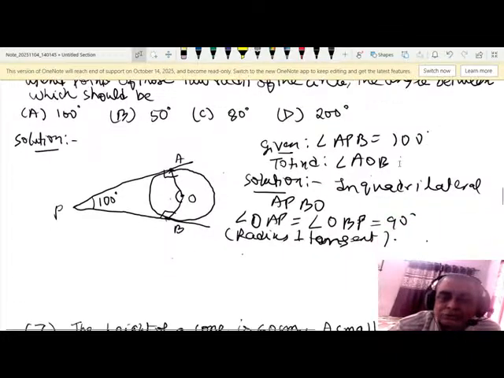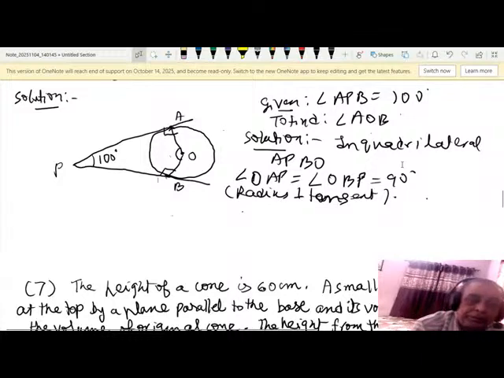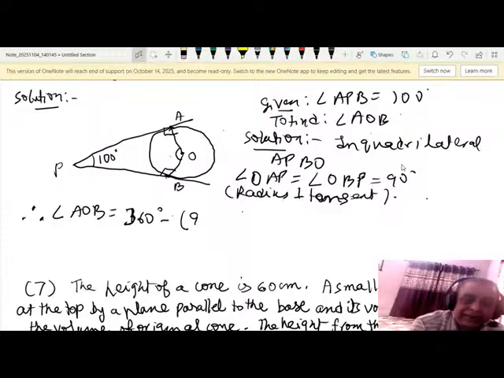So now in this quadrilateral we have got the three angles' values, so the fourth angle we can calculate. The angle AOB which is asked is the fourth angle. Its value will be 360 degrees minus the sum of the three angles, which is 90 plus 90 plus 100. That gives us 360 minus 280, so it is coming to 80 degrees.